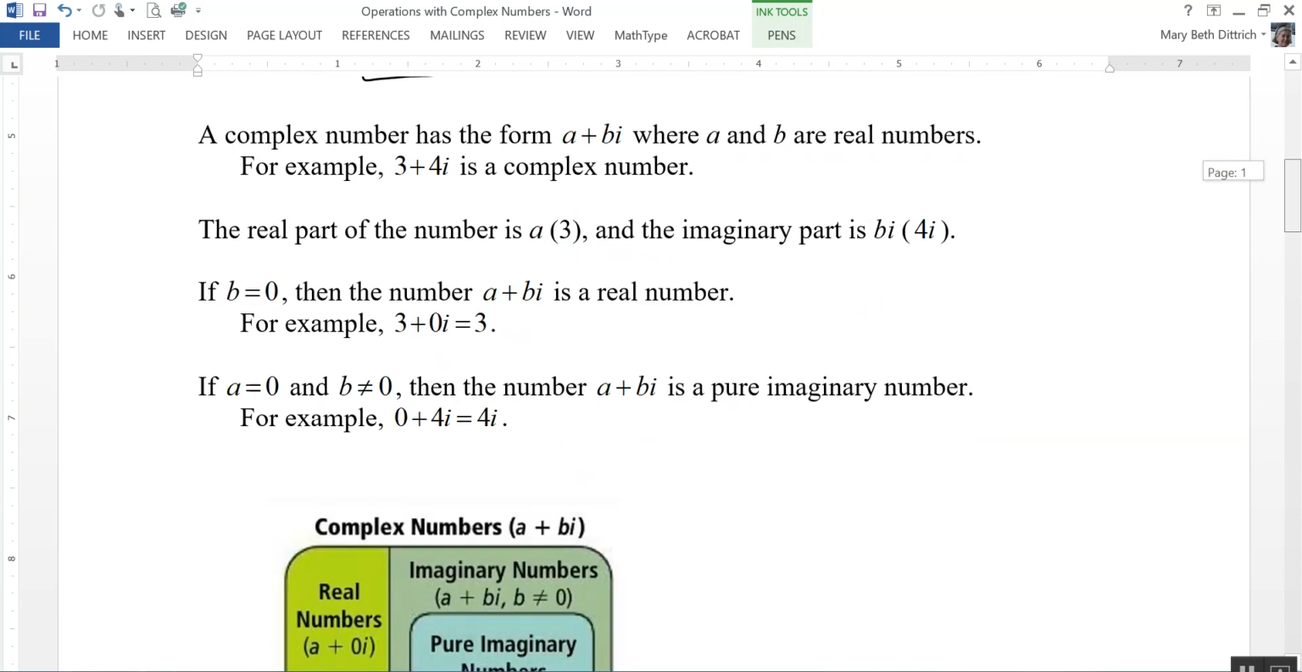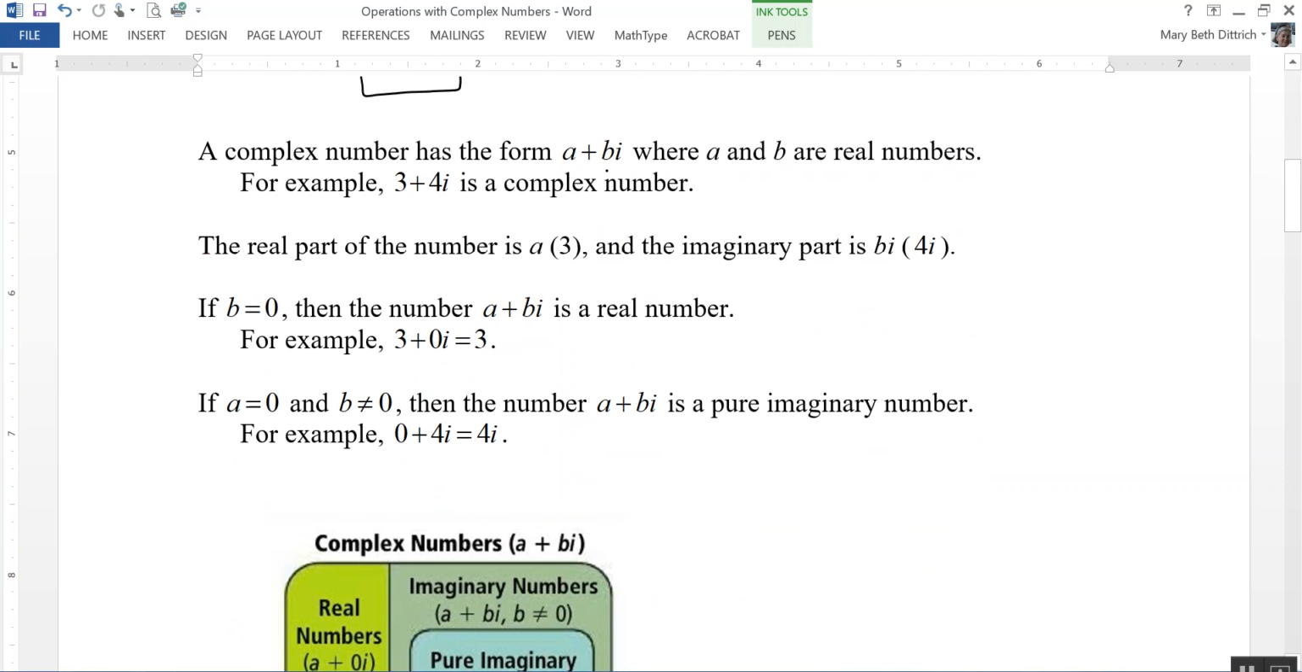A complex number has the form a plus bi, where a and b are real numbers. So for example, 3 plus 4i is a complex number. The real part of the number is a, that is in this case 3, and the imaginary part of the number is bi, or in this case 4i.